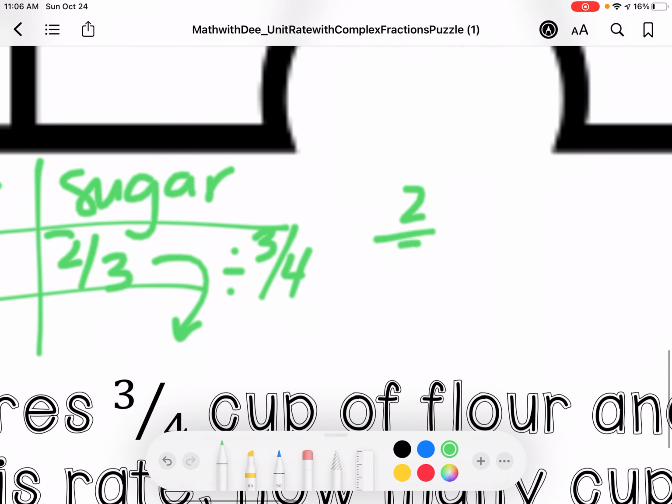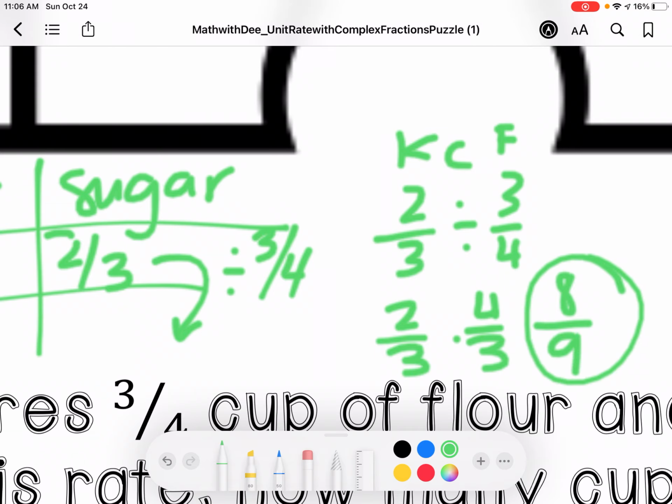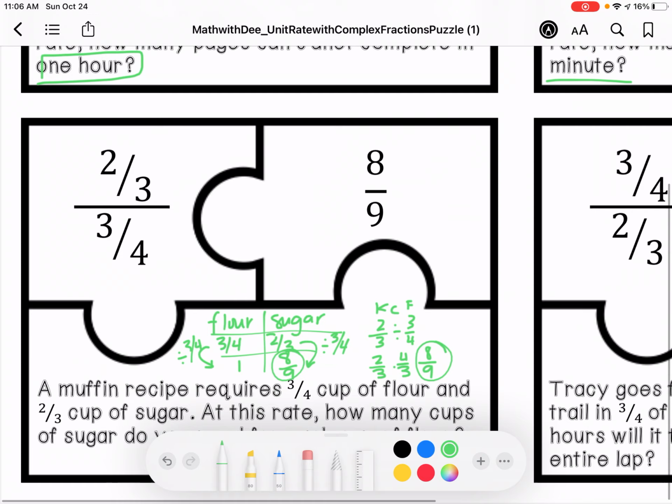So 2/3 divided by 3/4. So we're keep, change, flip. So we have 2/3 times 4/3. 2 times 4 is 8. 3 times 3 is 9. So 8/9. So I need 8/9 of a cup of sugar for every cup of flour.